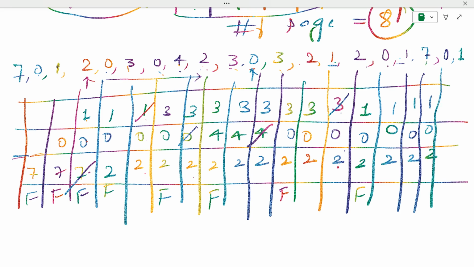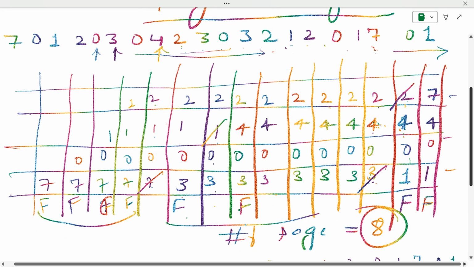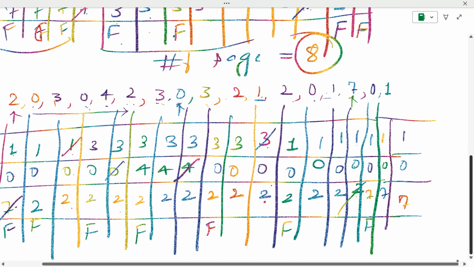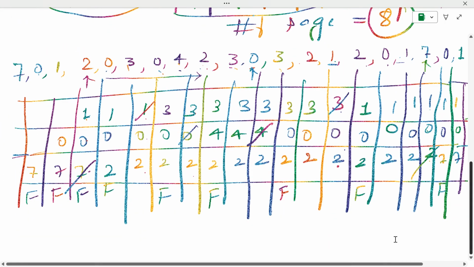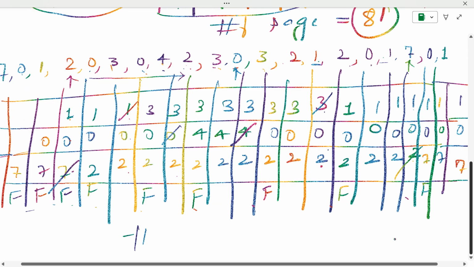Then we require 7, and out of 1, 0 and 2, 2 is not required for a longer time in future, so we'll replace it with 7, and it is a page fault. Now we need 0 and 1, so 1, 0, 7 and then 1, 0, 7. So altogether, if we count, the total number of page faults is 1, 2, 3, 4, 5, 6, 7, 8, 9. So altogether, the total number of page faults is 9.